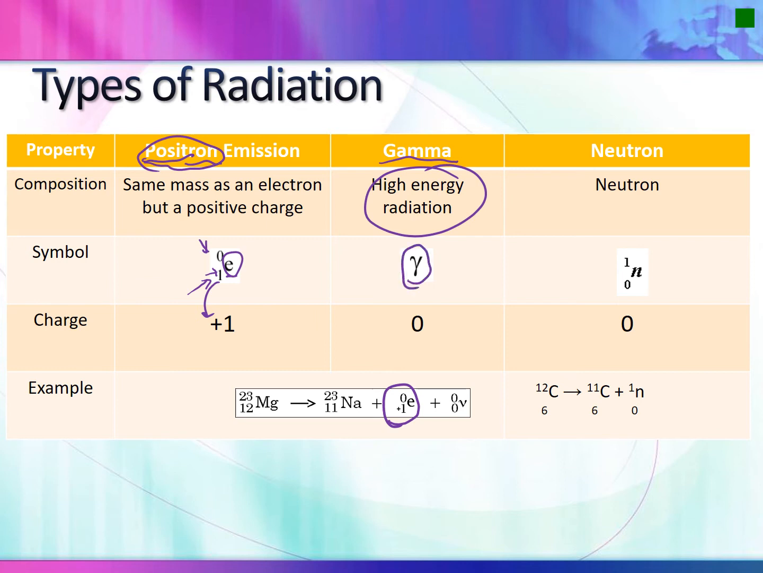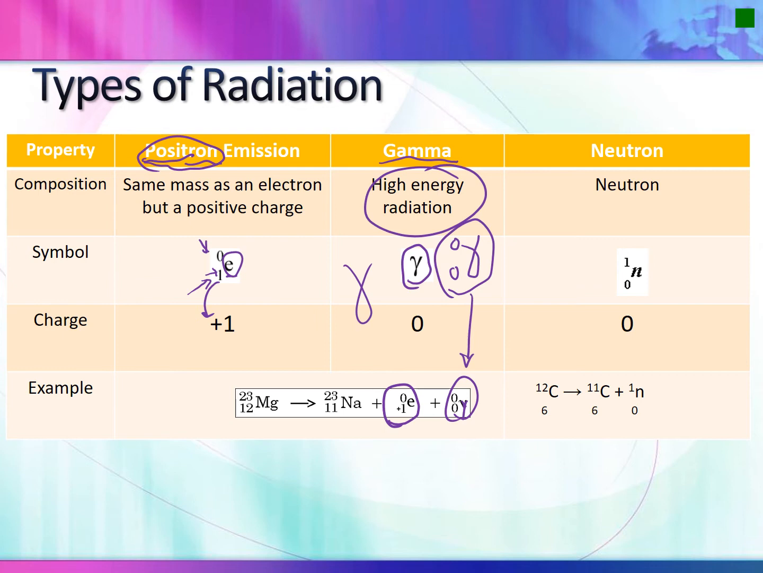Gamma is the symbol, but you also want to know the math for it, okay? So a gamma is just high energy, which means its mass is 0 and its charge is 0, okay? And so you do want to write it more like this because that is how you're going to do the math. Gamma radiation should have a little like a Y. It kind of looks like a Y or like an alpha, kind of downward and longer.